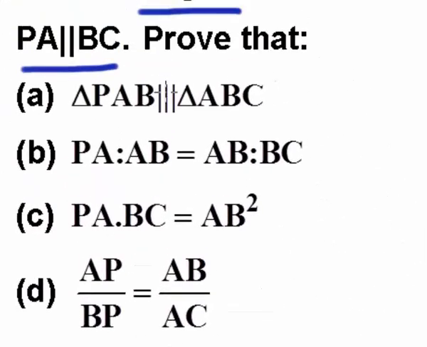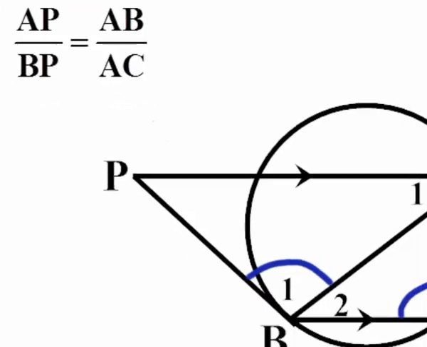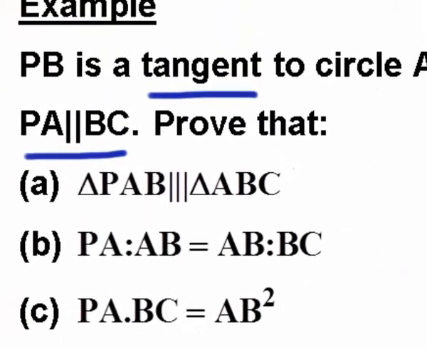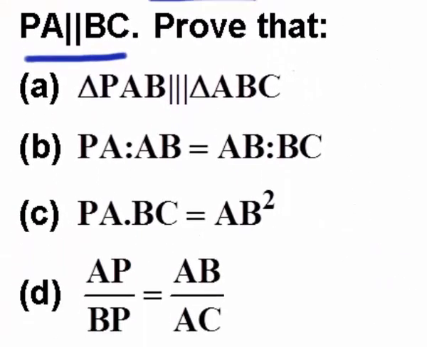Okay, we've got PA is parallel to BC. So what does that tell us? We can see that A1 is equal to B2, alternate angles. So that's quite useful. Okay, now let's see. We've got to prove that triangle PAB. Okay, let's have a look at that carefully now.